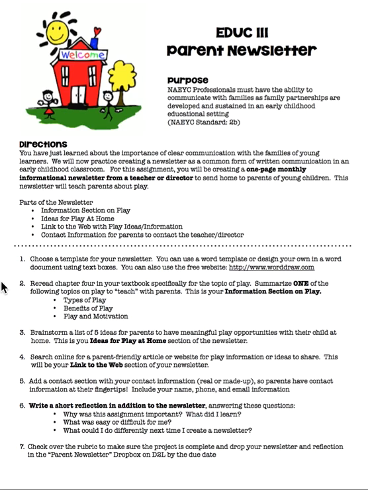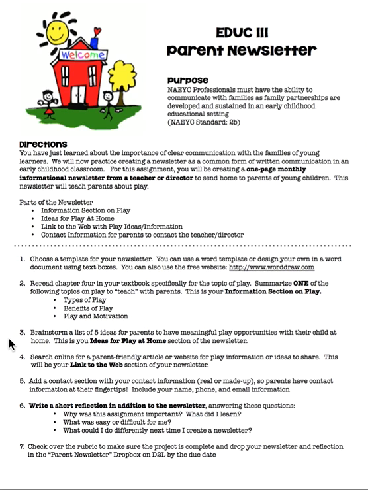Step 2, go back to Chapter 4 in your textbook and look specifically at the topic of play. You need to find one topic and summarize the information to teach parents about play. This will be your information section on play, which is the first bullet right here in the part of your newsletter. The areas you may summarize are either types of play, benefits of play, or play and motivation. Choose one of those, summarize it, and put that in your newsletter as the information section on play.